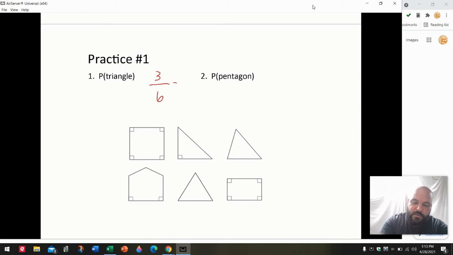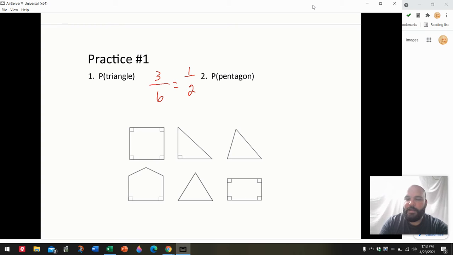Now we should reduce that, and they're both divisible by 3. So it gets reduced to 1/2. 1/2, if you would convert it to a percent, would be 50%. So the probability is 1 out of 2 that I would randomly pick a triangle.